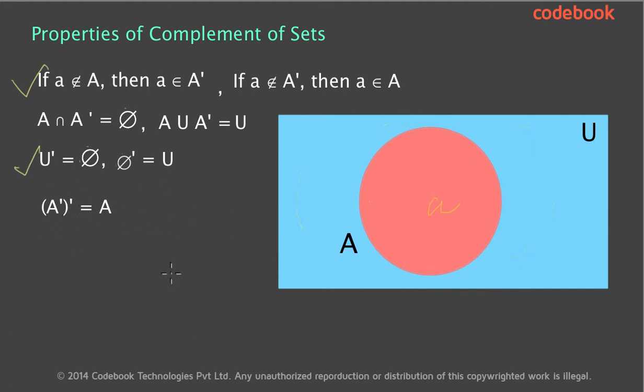Finally, A complement, whole complement. A complement is your blue area and the complement of that blue area is your red area. Let's look at it one more time. A is your red area. A complement is the area which is outside the red area, which is your blue area. And the complement of that area, which means the area within the universal set which is not the blue area, is your red area. That red area is nothing but your set A. So A complement, whole complement is your set A.